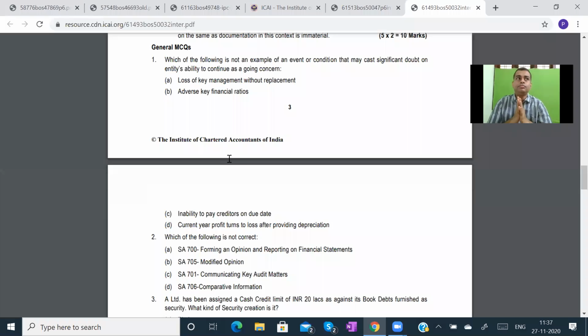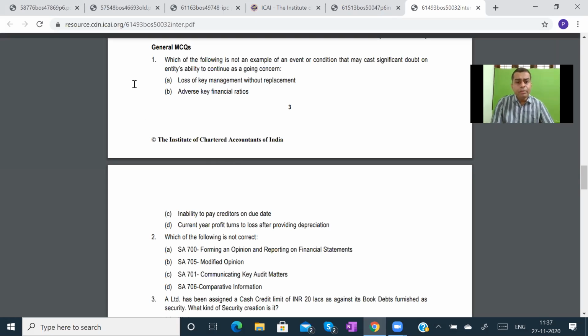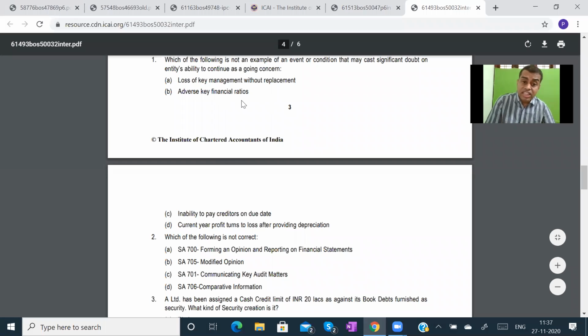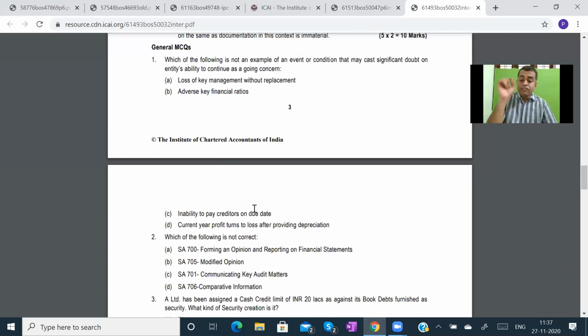Remember what these things are? SA 570, going concern. Do you remember there are indicators, operating and financial indicators. So, loss of key managerial personnel without replacement, adverse key financial ratios, inability to pay creditors, current year profit turns to a loss after providing depreciation. Which one among A, B, C, D is an indication that the going concern is in a problem? You tell me, guys. Alka is saying D, Alex is saying B, very good. Then what about others?